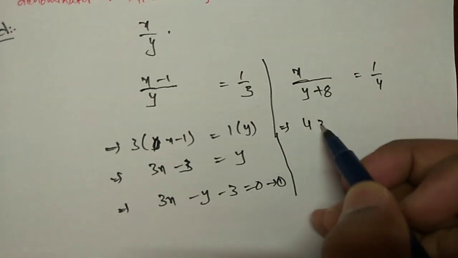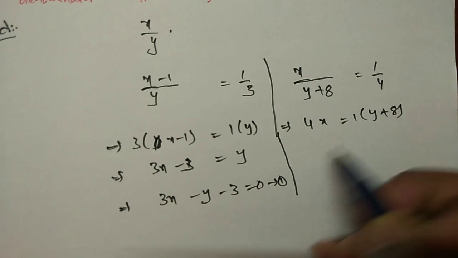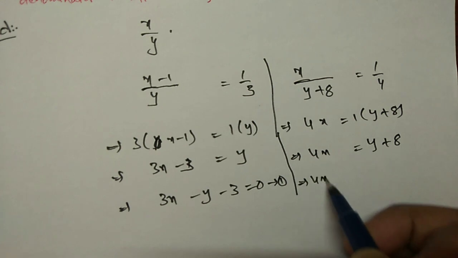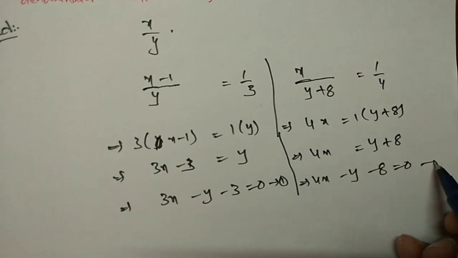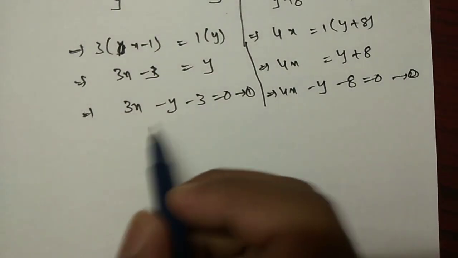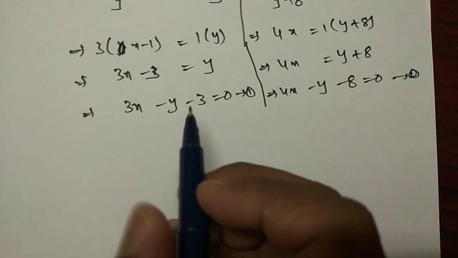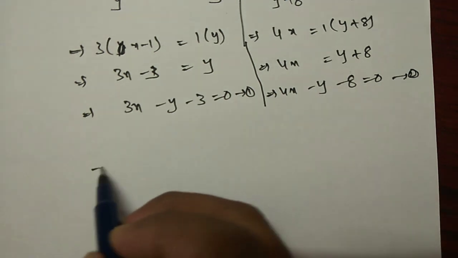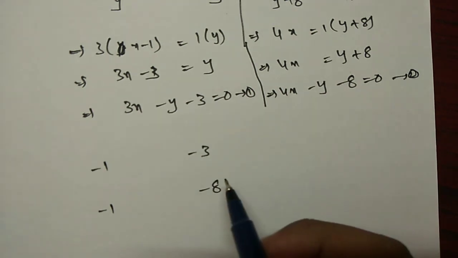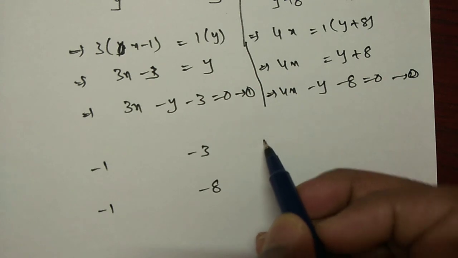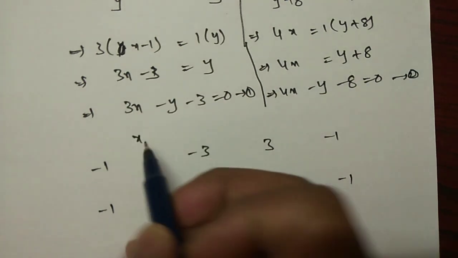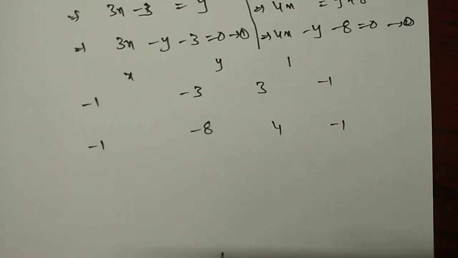Go to the next one. Again cross multiply it. 4x equal to 1 into y plus 8. So 4x equal to y plus 8. 4x minus y minus 8 equal to 0. This is the second equation. Now to solve these equations by using the cross multiplication method, first write the y coefficients, -1, -1, then constants, -3, -8, then x coefficients, 3, 4, at last write y coefficients, -1, -1. So in between x, y, 1.